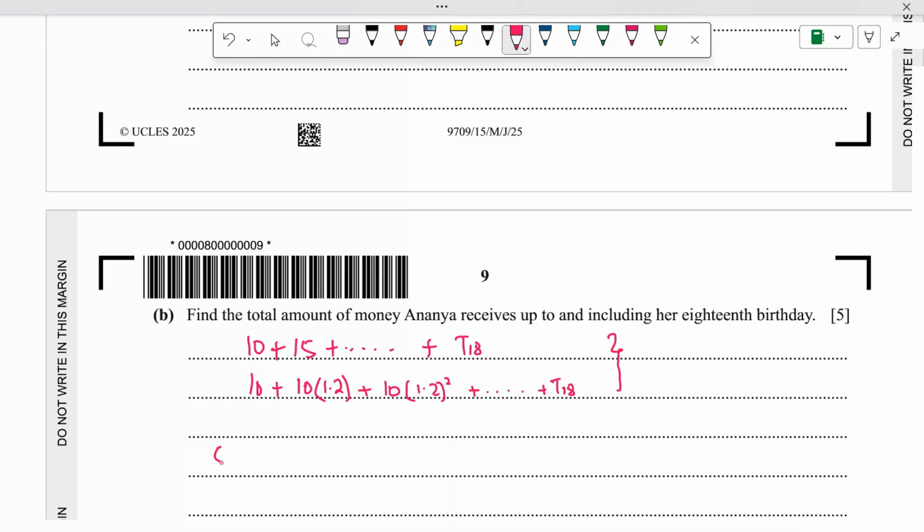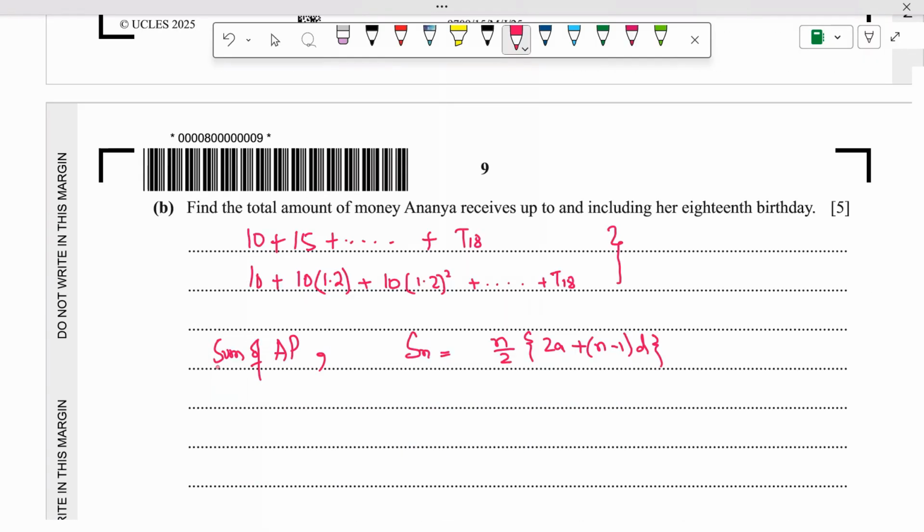We know that the sum of an arithmetic progression is Sn, which is equal to n over 2 in brackets 2a plus n minus 1 times d. Similarly, her mother follows a geometric progression, so we will use the sum of a geometric progression. The sum of a geometric progression is equal to a, the first term, times 1 minus r to the power of n over 1 minus r, or a times r to the power of n minus 1 over r minus 1. So this is the formula for the summation of a geometric progression up to n terms.